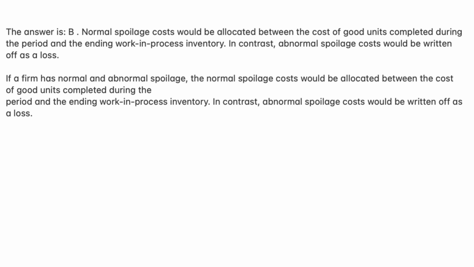The answer is B. Normal spoilage costs would be allocated between the cost of good units completed during the period and the ending work in process inventory. In contrast, abnormal spoilage costs would be written off as a loss. If a firm has normal and abnormal spoilage, the normal spoilage costs would be allocated between the cost of good units completed during the period and the ending work in process inventory. In contrast, abnormal spoilage costs would be written off as a loss.